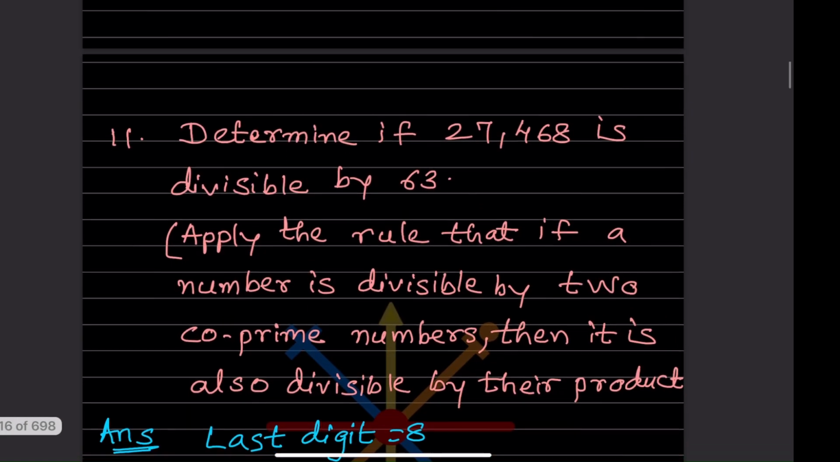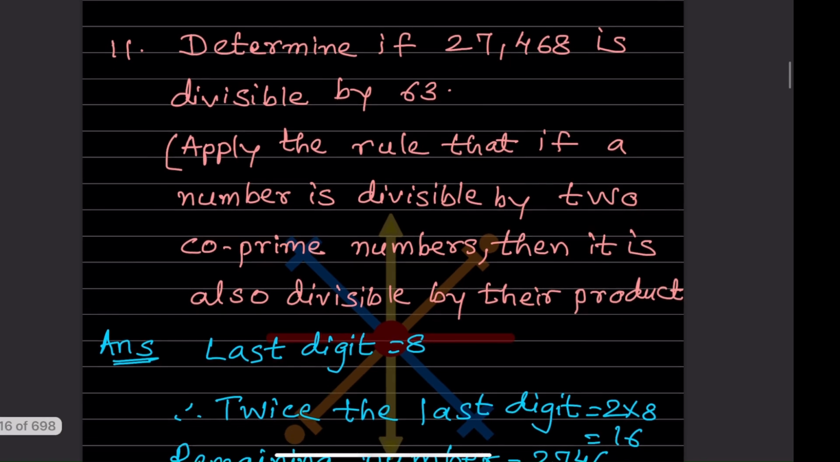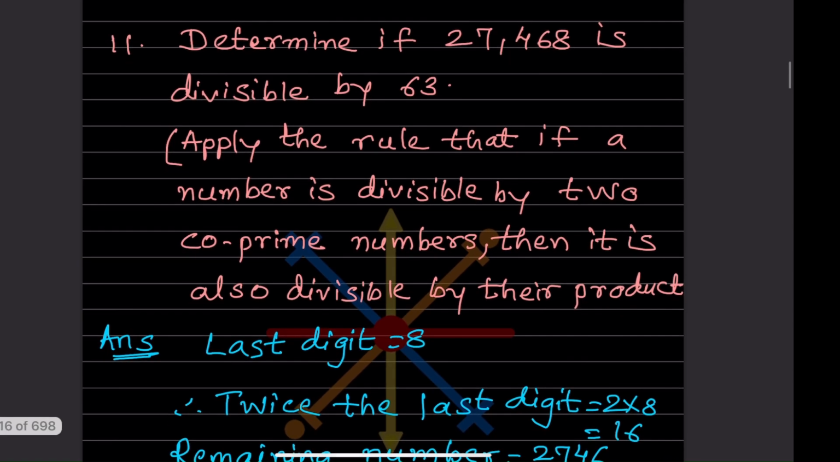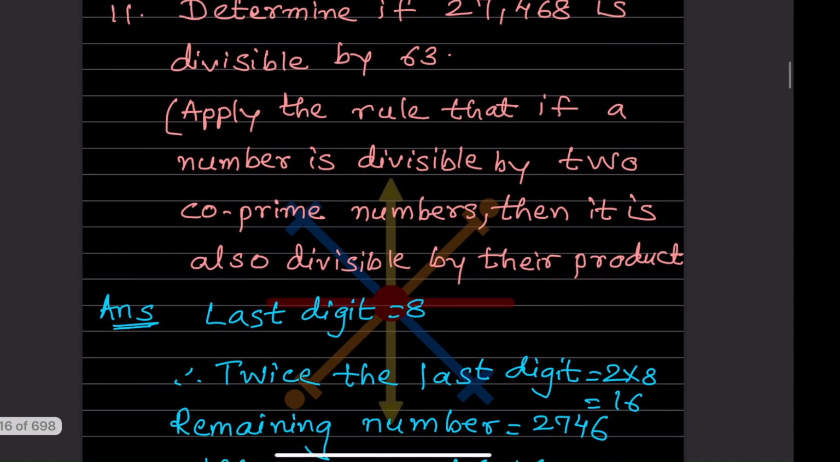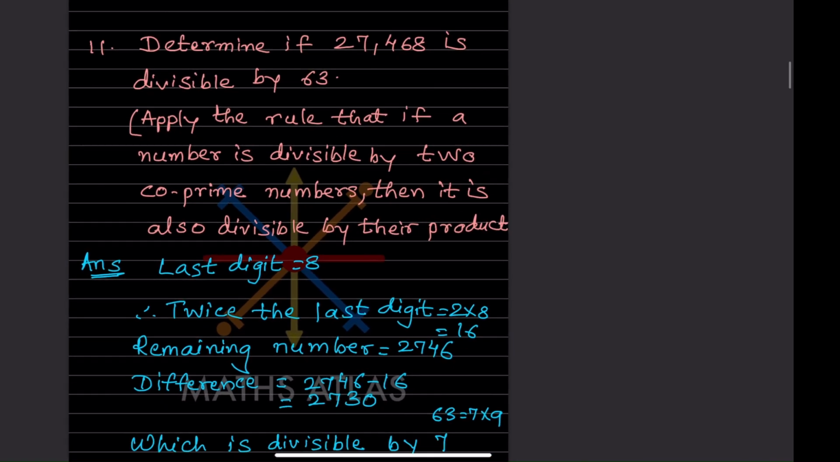So the next one says, determine if 27,468 is divisible by 63. So again here what will you do? You will apply the rule that if the number is divisible by 2 co-prime numbers, then it is also divisible by the product. The last digit given here is 8. The rule is twice the last digit, 2 into 8, that is going to be 16. So what will the remaining number be here?